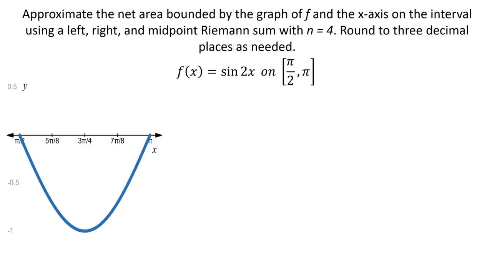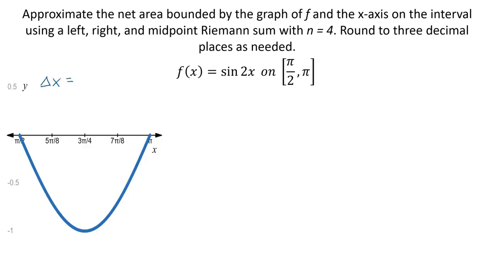rectangles. Now, as we can see over here on the left, the graph of sine of 2x is clearly below the x-axis on the interval from pi over 2 to pi. Not one part of that graph lies above the x-axis. That means that our sums, when we find them, will be negative because the entire portion of the graph is below the x-axis, so that's going to give us a negative area.